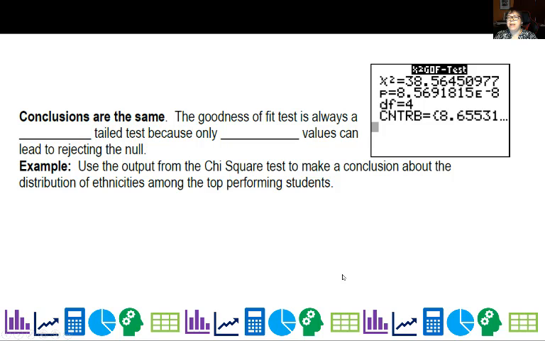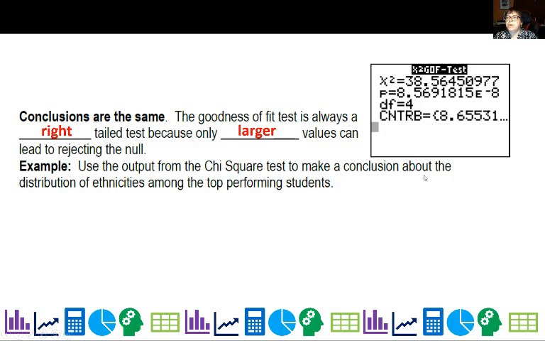So now let's go ahead and come to some conclusions. First of all, the goodness of fit test is always a right-tailed test because only larger values can lead to rejecting the null. If the expected is less than 5, we can't do it. But yeah, our larger values are the ones that are going to contribute to the chi-squared sum.